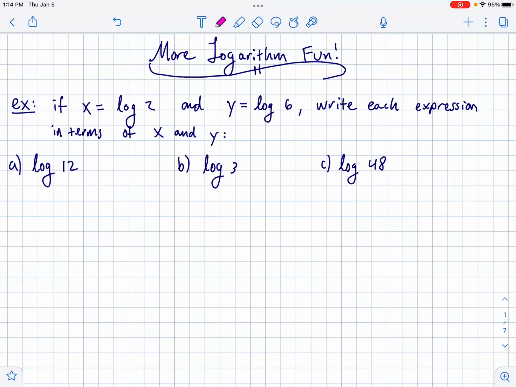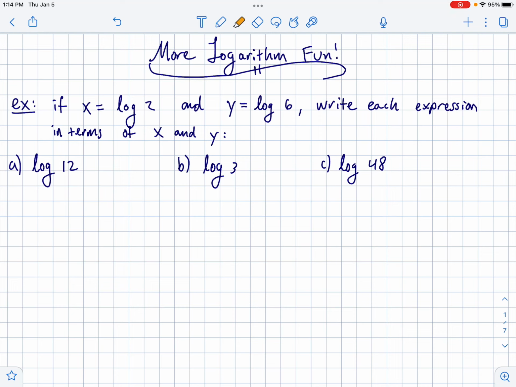All right, IB AASL1 kids. Today we're going to go a little bit deeper with logarithms, and we're going to start with some examples of how you can break apart and smash together logarithms. Then after that, we're going to talk a little bit about a change of base rule, and then we're going to talk about solving logarithmic equations.